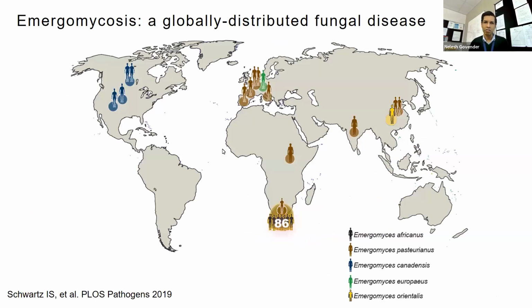Emergomycosis is a globally distributed fungal disease. There are cases on 4 continents: Europe, Asia, Africa, and the Americas. It includes, as I've said, Emergomyces pasteurianus in Europe, Asia, and Africa, Canadensis in Canada and the US, Europaeus mostly in Germany so far, Orientalis from China, and Africanus from South Africa, Lesotho, and Zimbabwe.